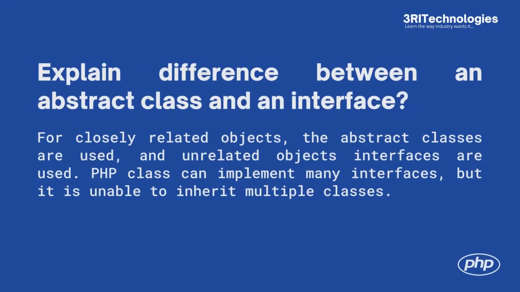Explain the difference between an abstract class and an interface. For closely related objects, abstract classes are used, and for unrelated objects, interfaces are used. A PHP class can implement many interfaces, but it is unable to inherit multiple classes.